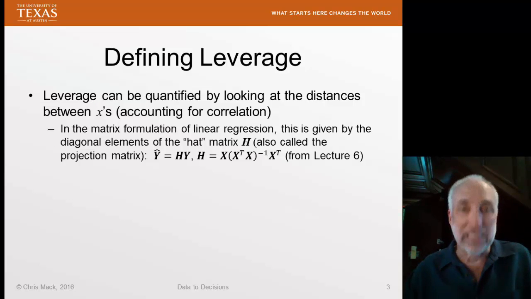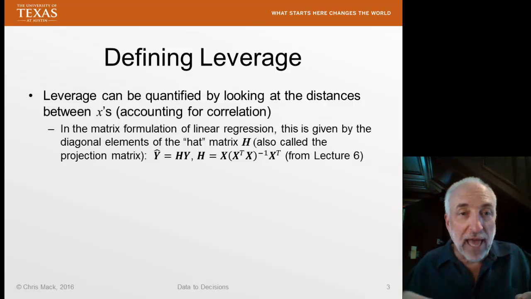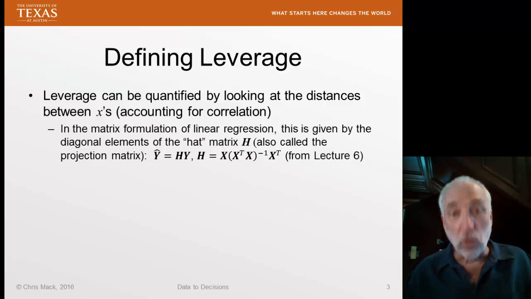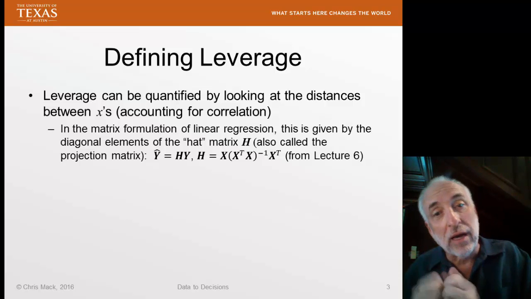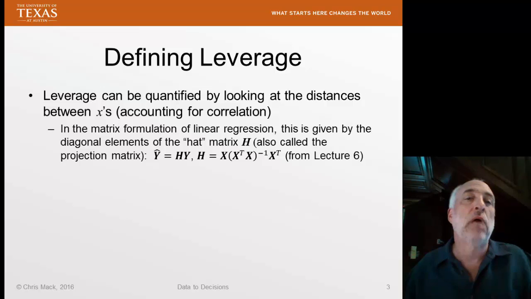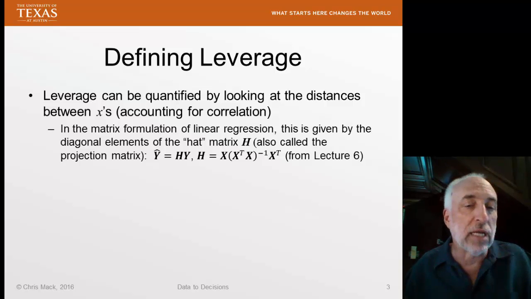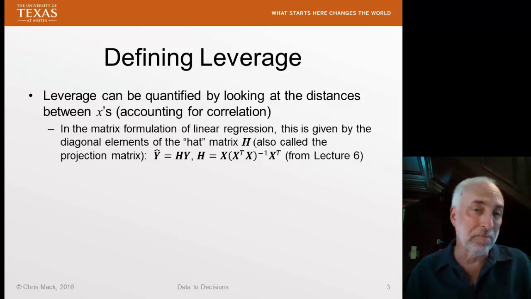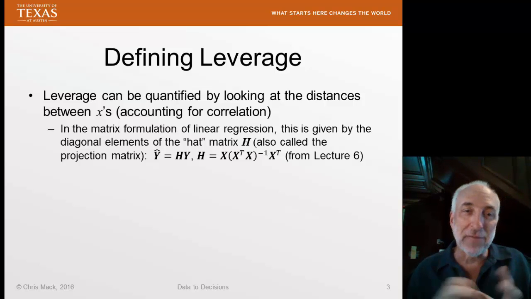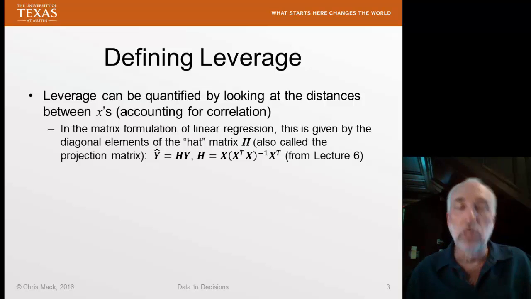We look at the distance that the x values have, one to the other, accounting for the correlation, to explain which x values have more influence or leverage on the regression results than the others. That might seem a little vague, but some examples might help in just a few slides.